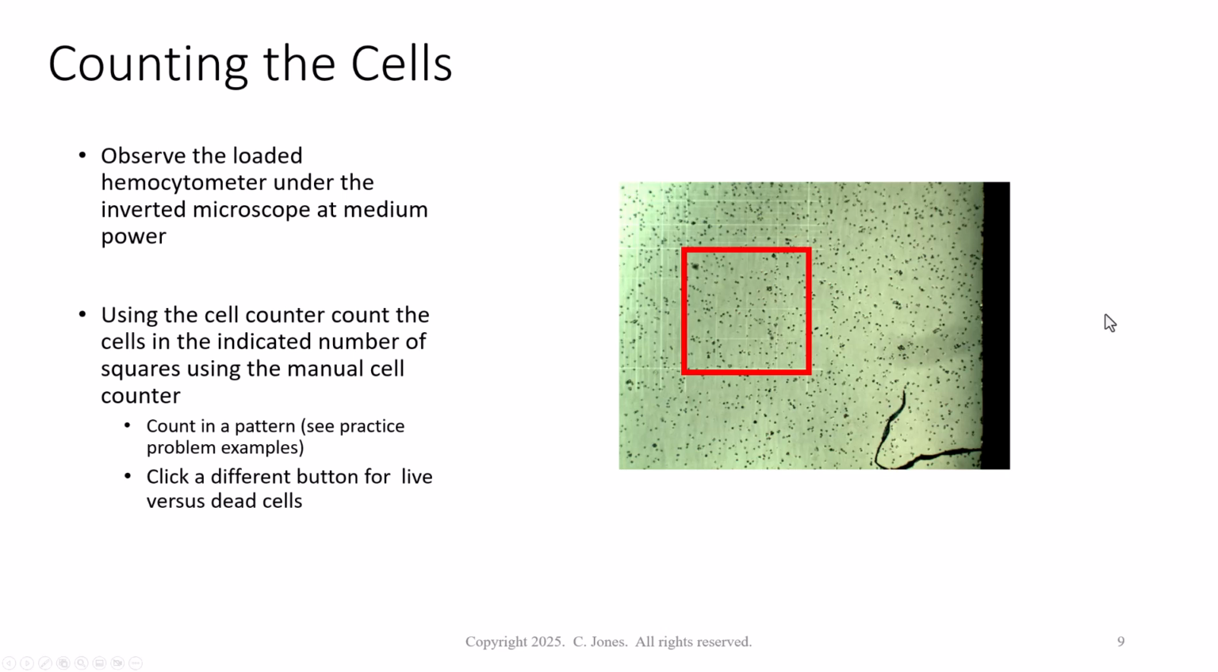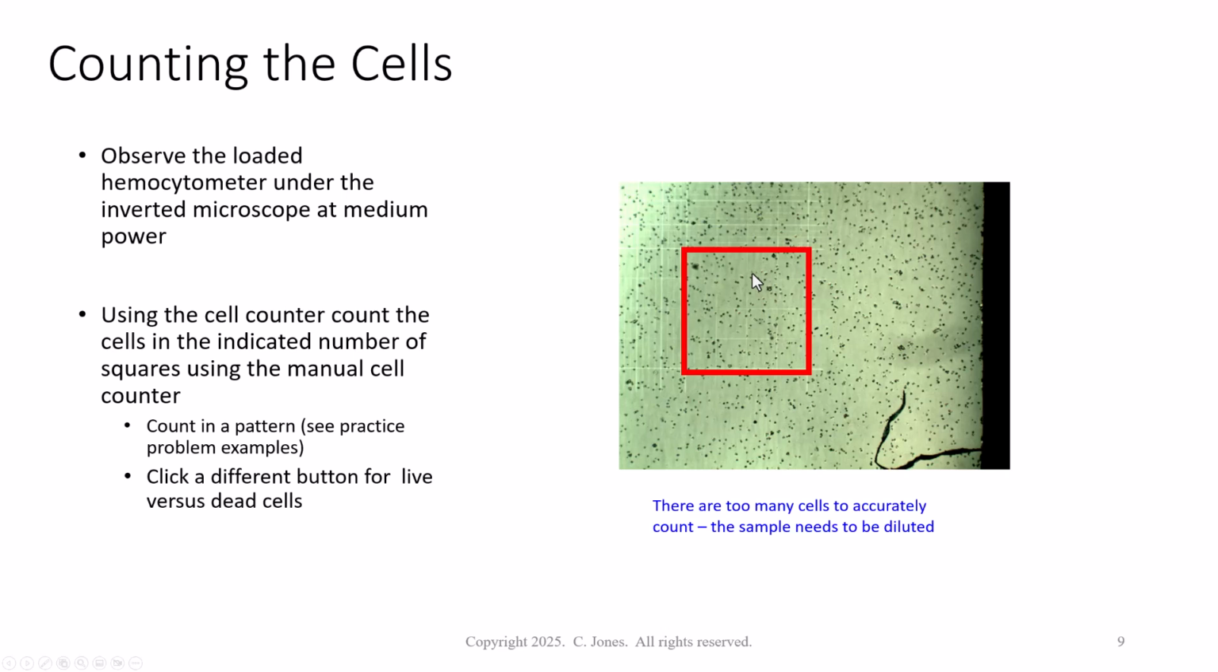Okay, the second thing here is that if you recall, we said the optimal number of cells to have within this grid to count is between 20 and 50 cells. There are too many cells here to accurately count. We need to dilute the sample.